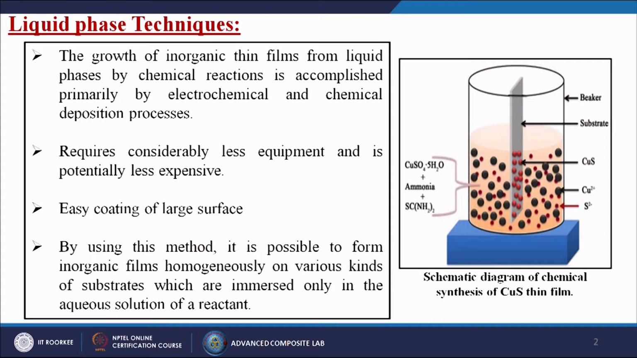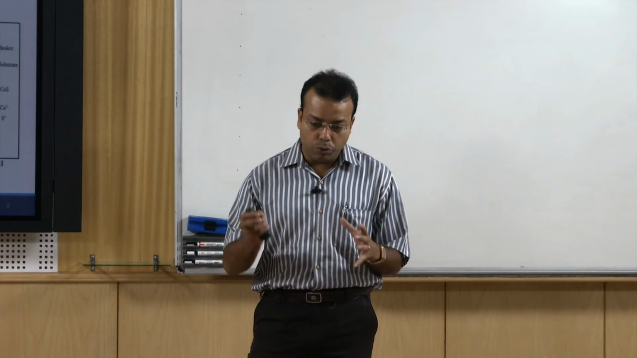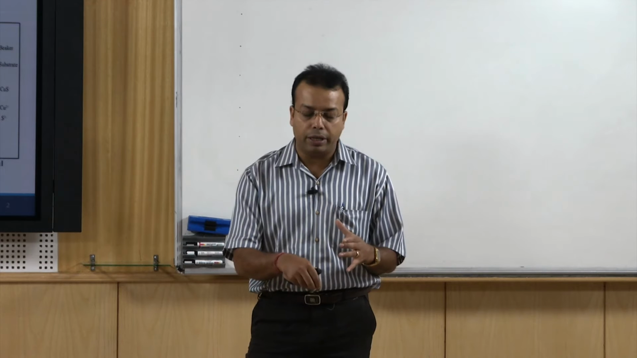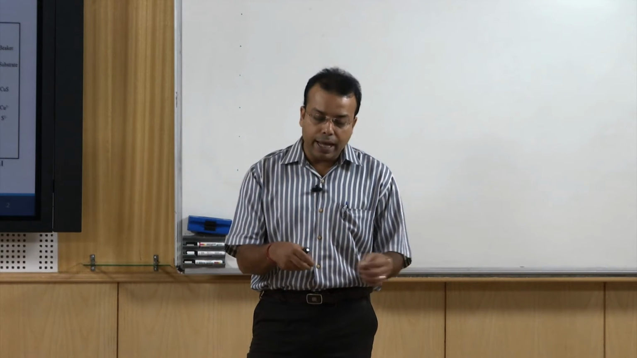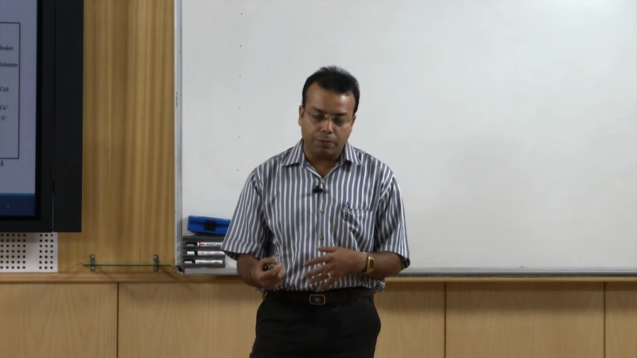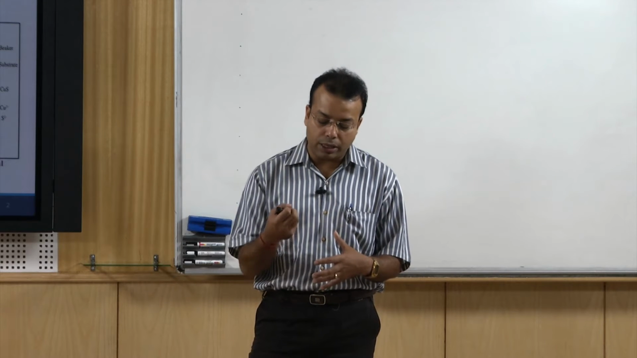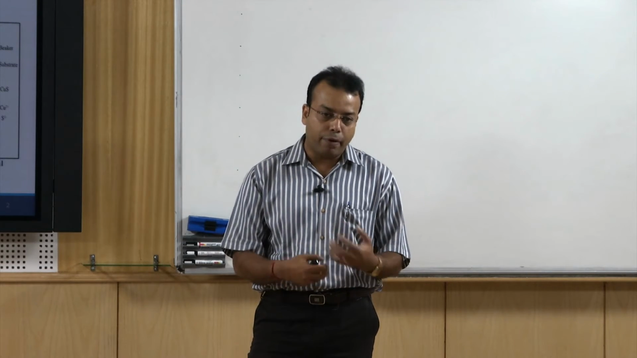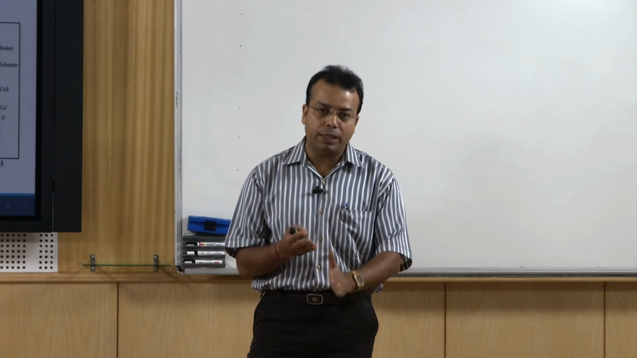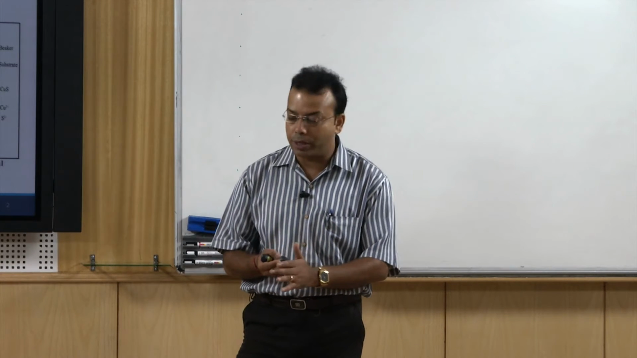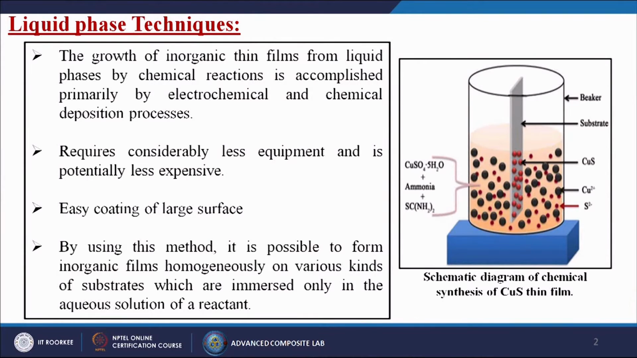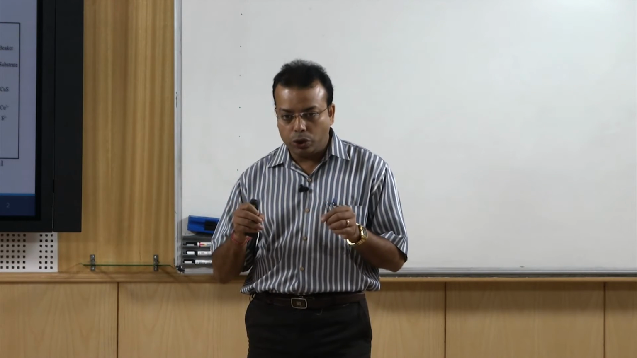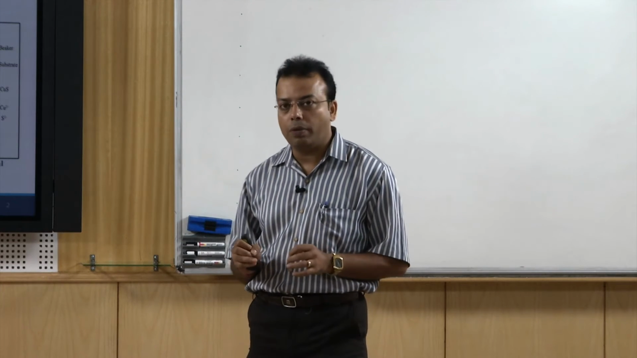electrochemical and chemical deposition processes. So, simply we have some kind of solvent, we are dipping our substrate into that solvent, and then some kind of chemical reaction takes place between the substrate and the solvent, forming some new materials, and those new materials form a coating onto the substrate itself. So, it requires considerably less equipment and is potentially less expensive. Easy coating for a large surface area, we only have to check that our substrate is fully immersed into the solvent itself.